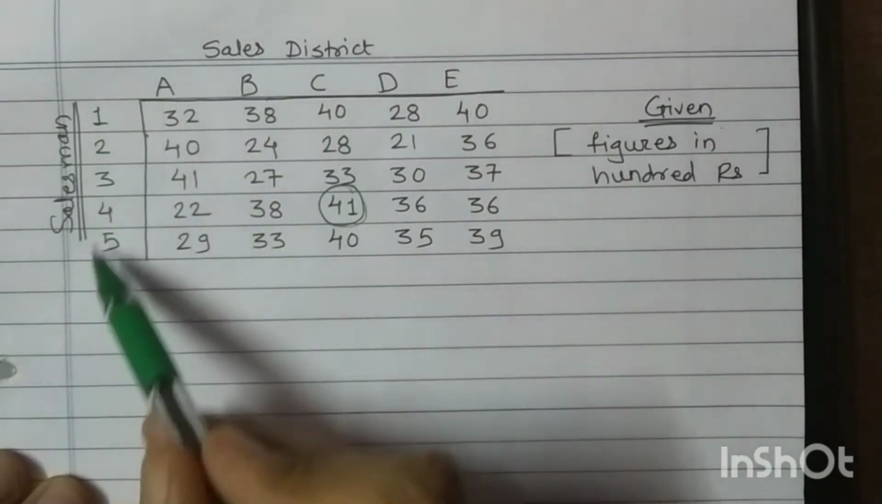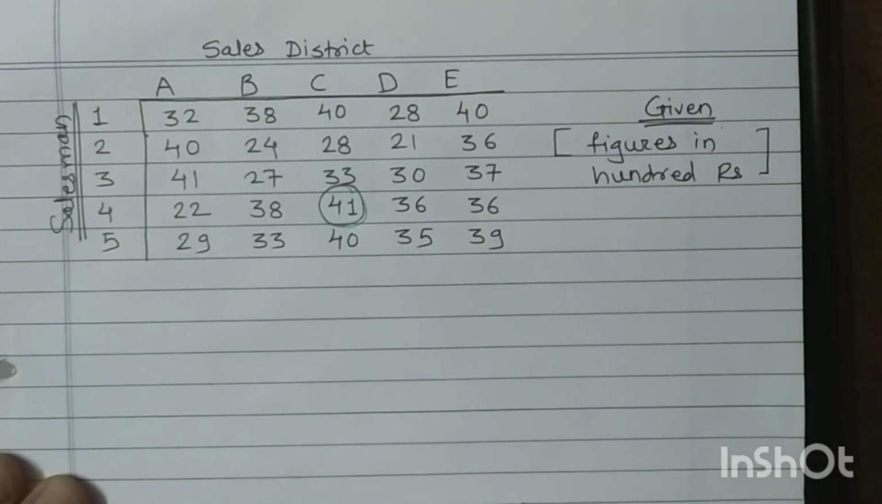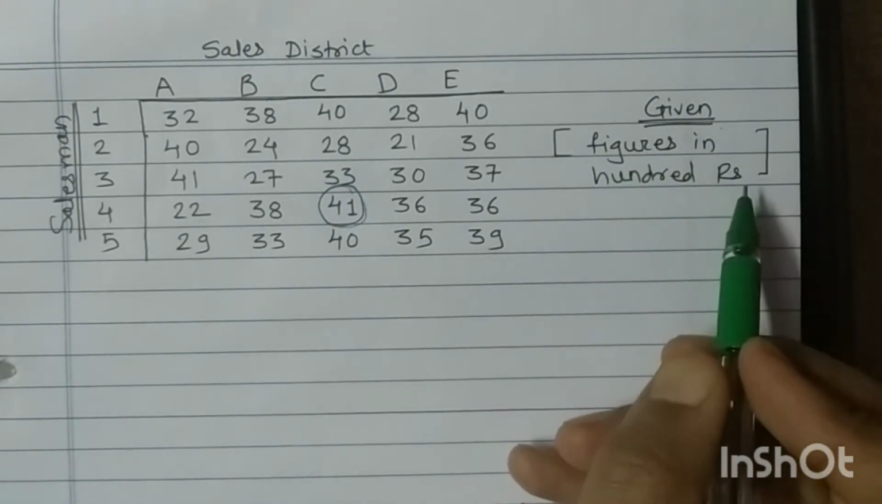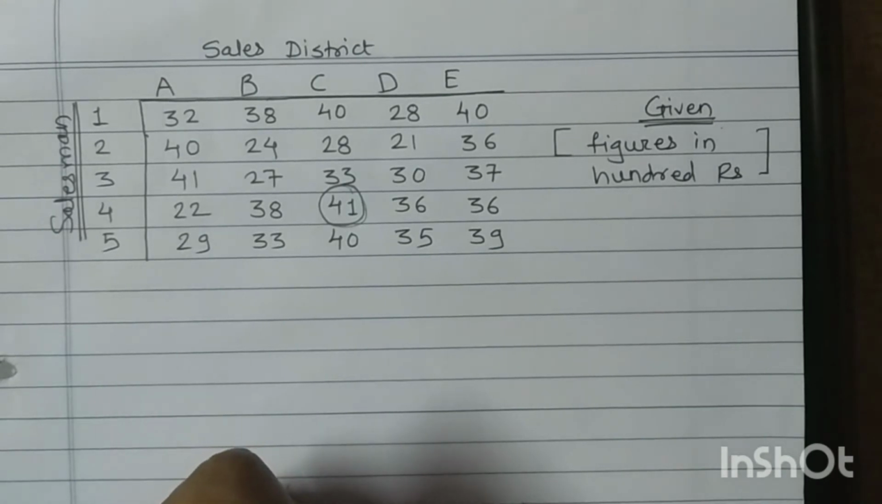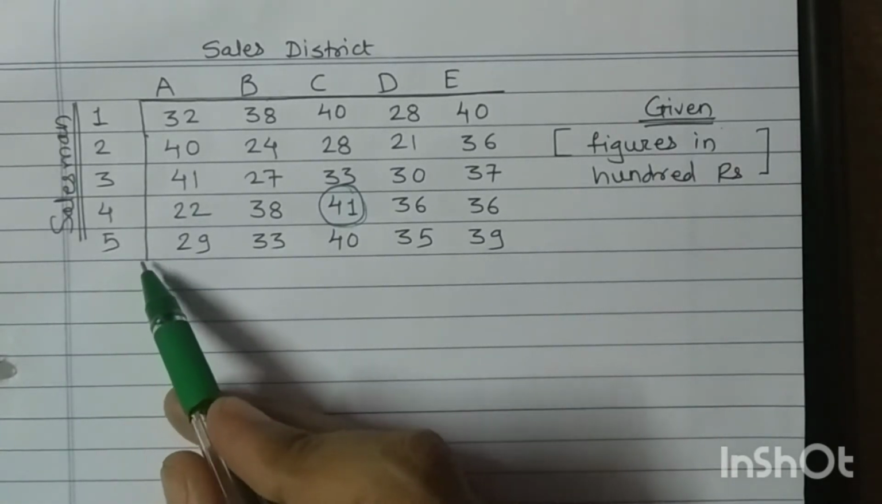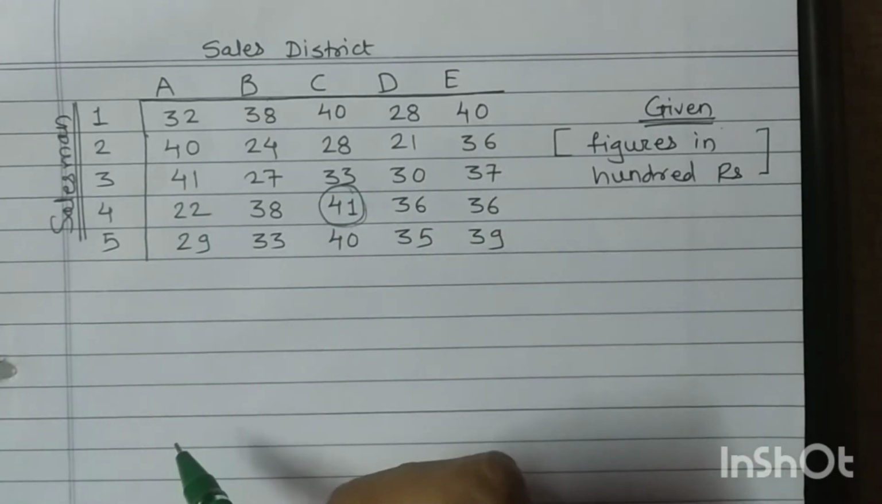So I have written 1, 2, 3, 4, 5 as salesmen and A, B, C, D, E as sales districts, and the figures I have copied out. Now the given figures are in 100 rupees. Now what is the first step? Up till now we have seen the problem of minimization. In a minimization problem, the first step is we check whether the rows and columns are equal or not. So here 5 rows and 5 columns are there, so this is a square matrix.